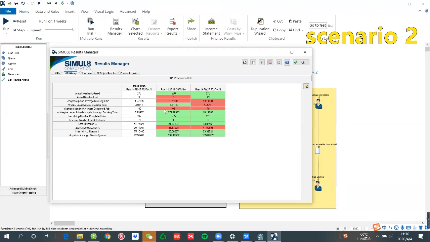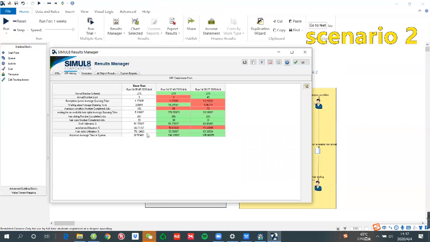And the shampoo condition number of completed jobs has now also increased from 85 to 106. And because of the increase of the staff members, the waiting for the hairstylist is also reduced from the previous 279 to the newest result, 5 minutes. And the hairstyling number of completed jobs increased only by 2, from the previous 265 to 267. And the haircut number of completed jobs increased by 1, from the previous 38 to 39.